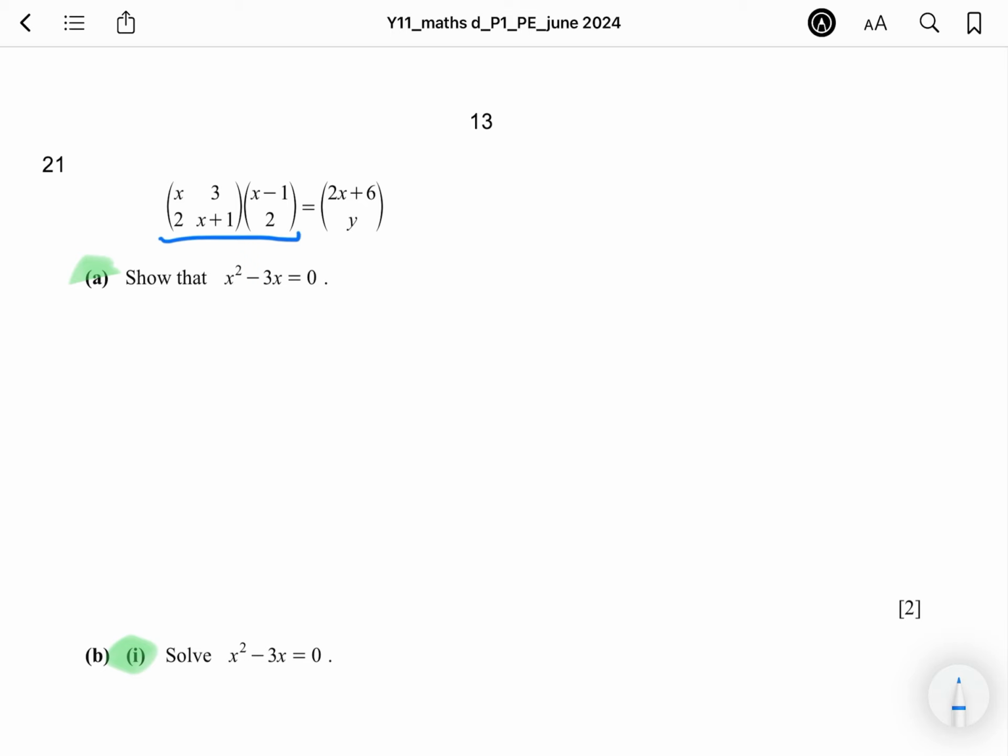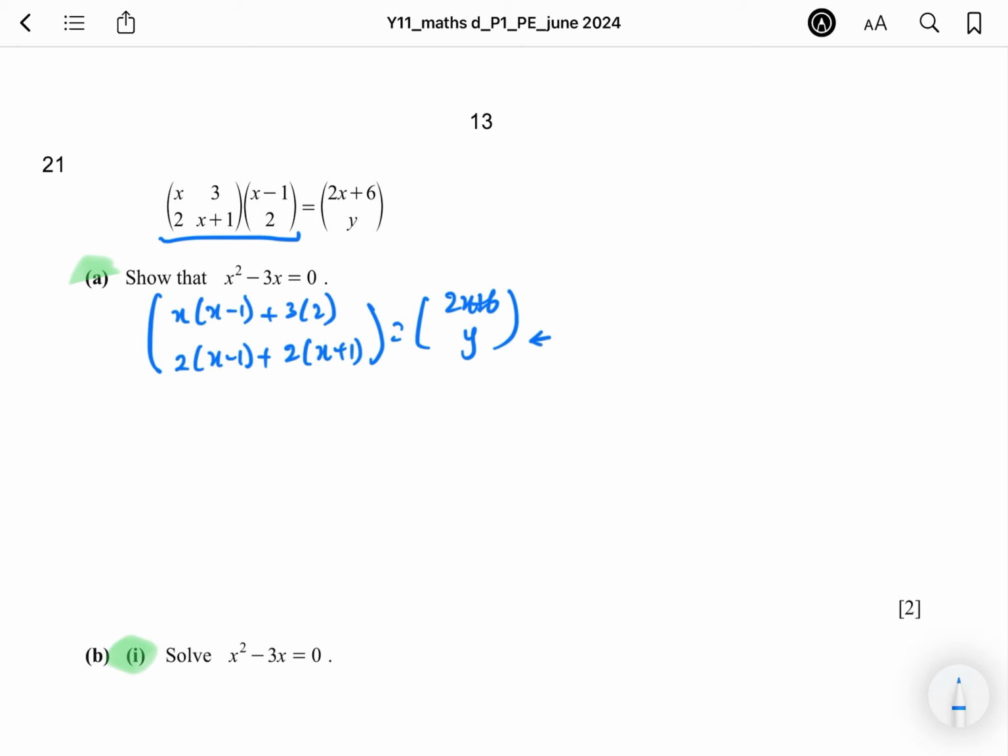You find the product first, row times column, and then you add those. So x and x minus 1, you add it with 3 and 2, and then for the second row 2 and x minus 1, and then x plus 1 and 2. Okay, equate it with the next one. 2x plus y equals 2x plus 6, and y. So we will ignore this one because of the other y.